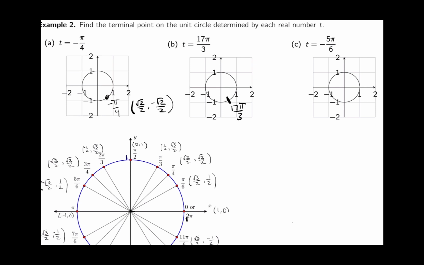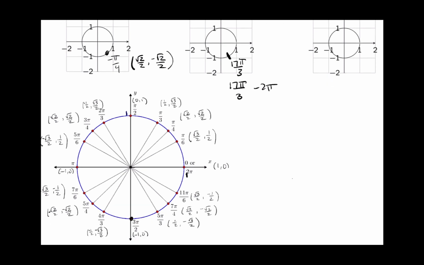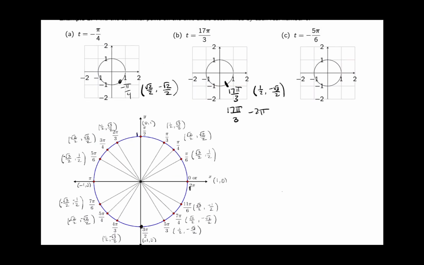Another way that we could have done this is to subtract copies of 2 pi from 17 pi thirds until we get something between 0 and 2 pi. Either way, I see now that 17 pi thirds is at the same spot as 5 pi thirds. Since 17 pi thirds and 5 pi thirds are coterminal points, they will share the ordered pair 1/2, negative root 3 over 2.